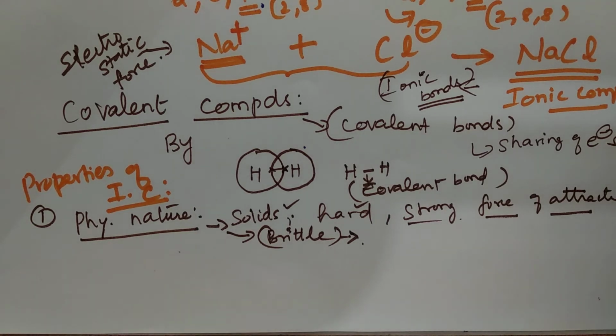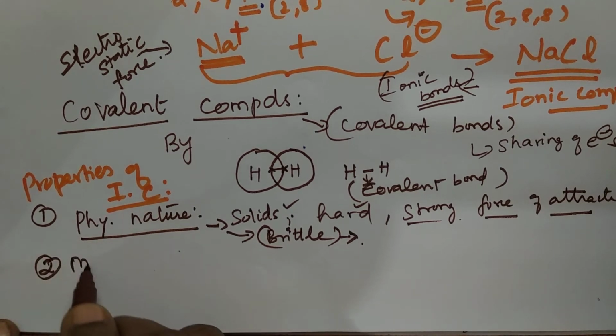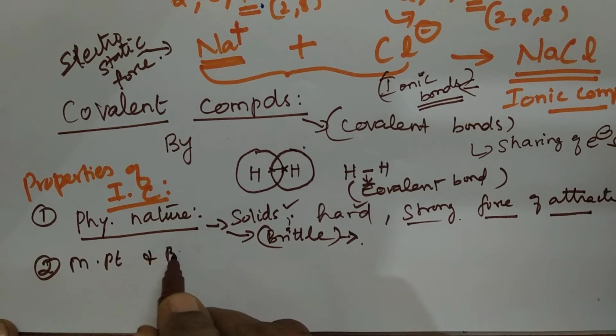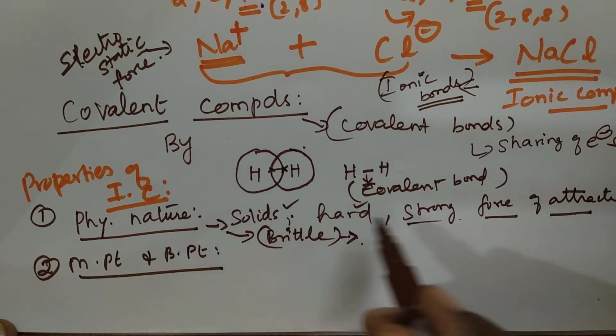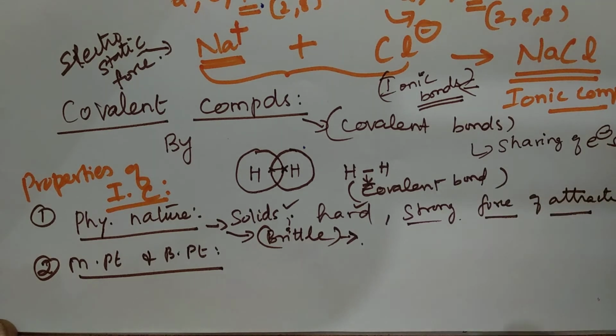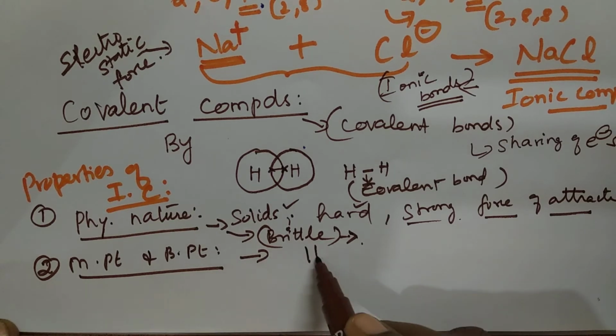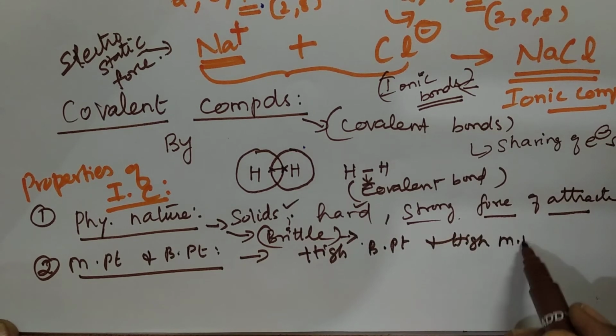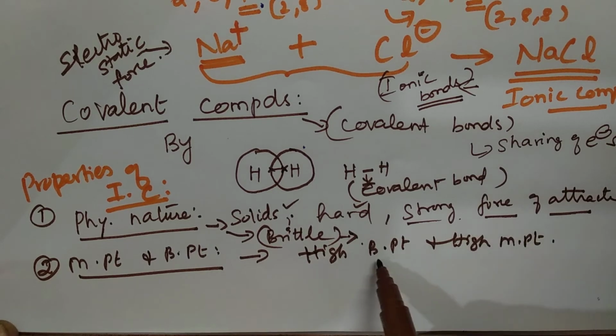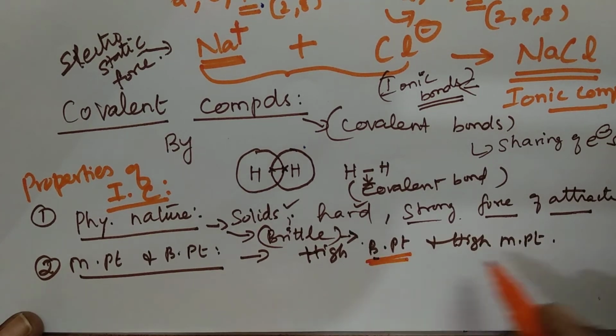Number 2, we'll go with the melting point and boiling point. These compounds have a strong force of attraction, and they are hard. So it is not possible to melt them easily, and they also cannot be boiled so easily. So they have a high boiling point and a high melting point. Is it clear? They are very much high.